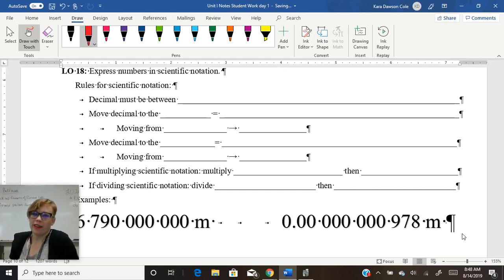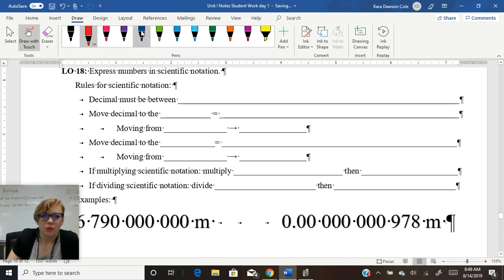So we are looking at learning objective 18, which is to express numbers in scientific notation. I would have expected you to already know how to do this, but if you are a little confused or you want all of your notes, you can look at this. If not, you can skip this video, okay, if you don't want all of this information.